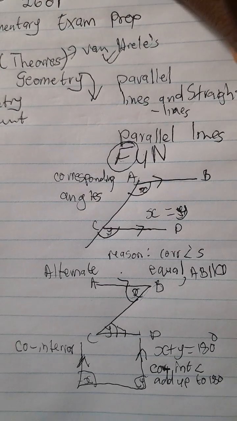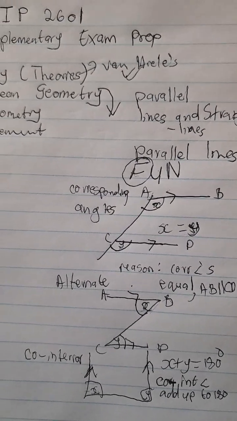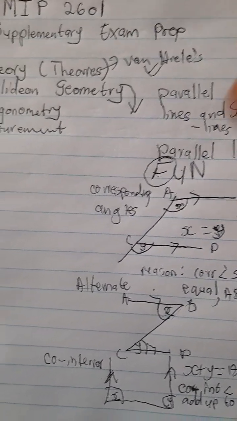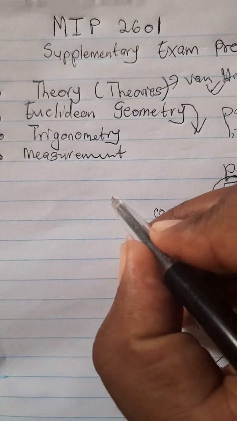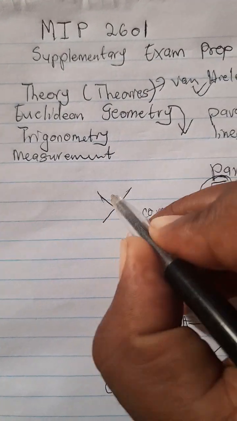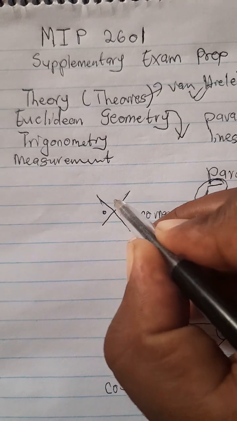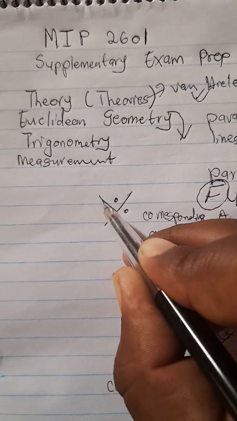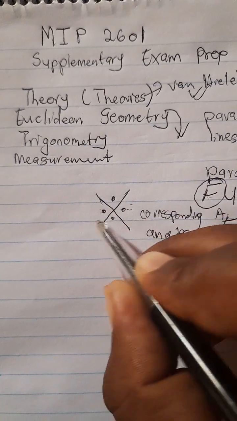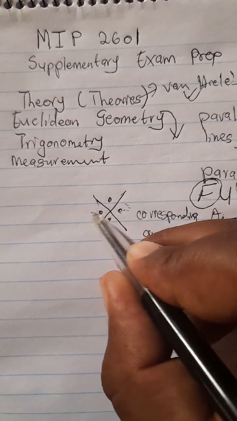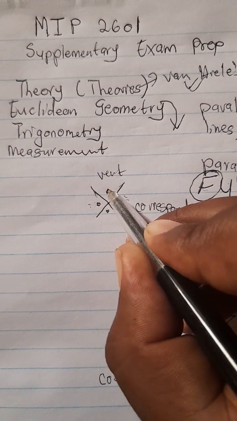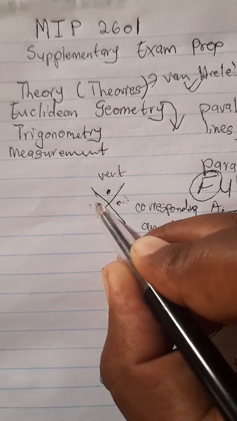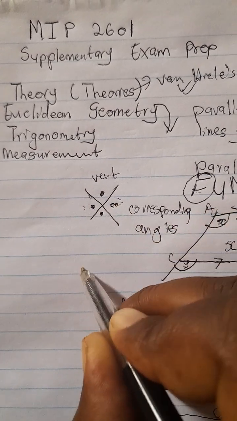So they will ask you about these parallel lines. So sometimes as well they will also ask you about straight lines. So you may see this. Vertical opposite angles are equal. So this angle is equal to this angle, and this angle is equal to this angle.